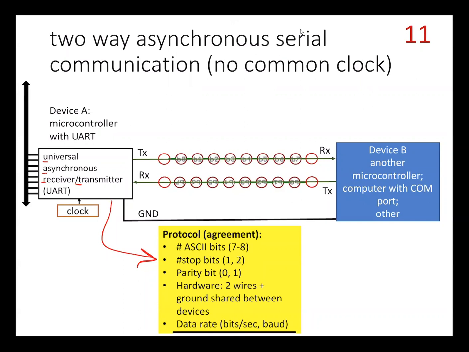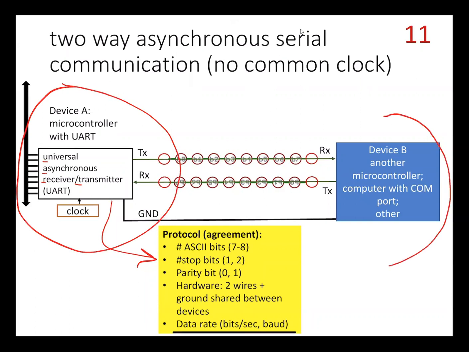And so this would be our little microcontroller. And now what we're going to do is connect it up to some other device. It could be another microcontroller. It could be a printer. It could be the USB port on your laptop, or it could be some other device. The point is, without having to know the details of how that other device works, what we would agree with that device is we're going to be sending it data following a protocol, certain number of ASCII data bits, certain number of stop bits, certain parity bits, and a certain data rate.